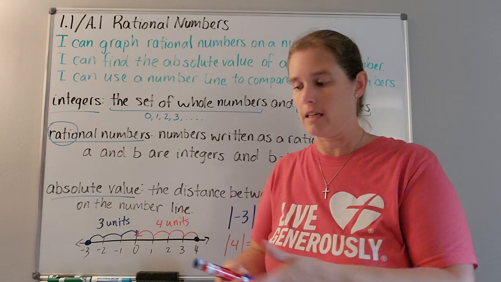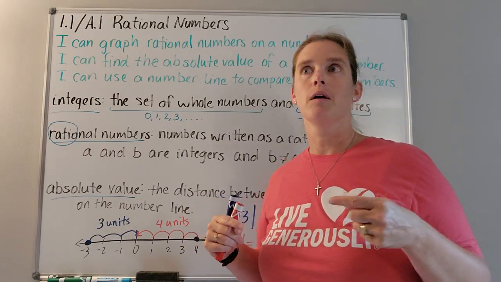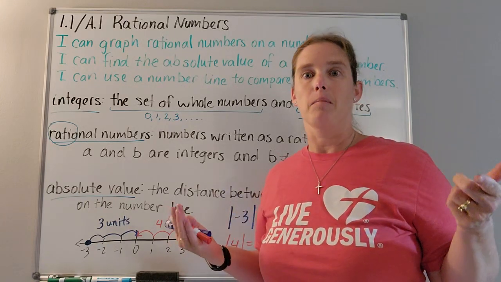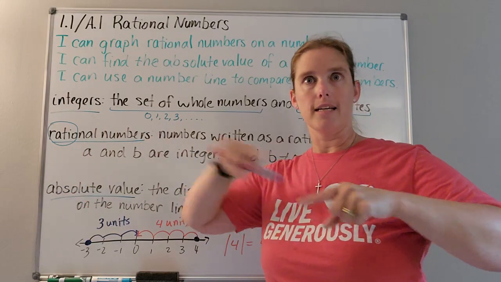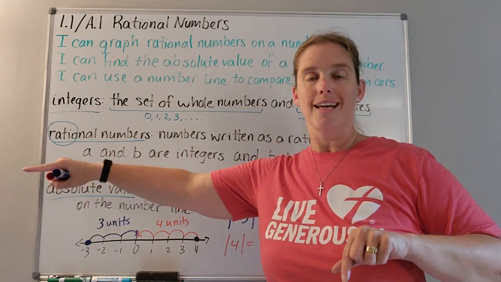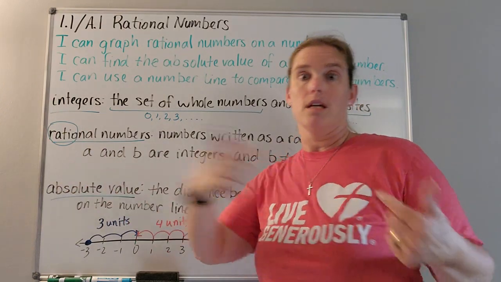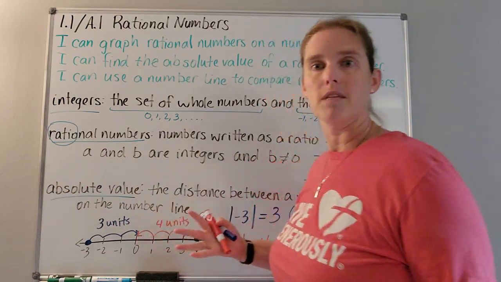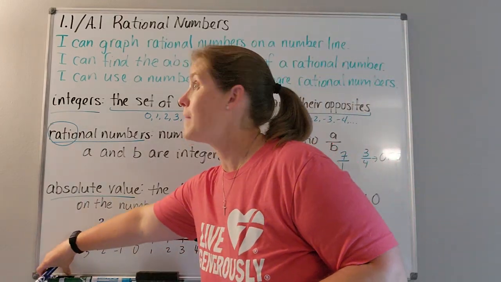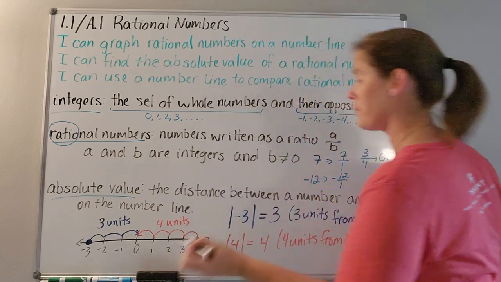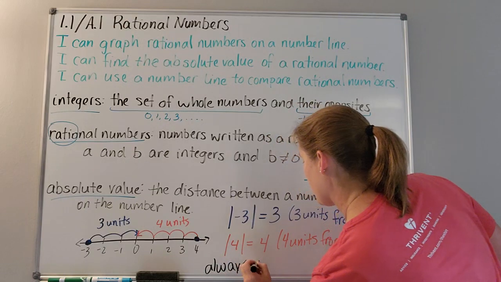It's a distance. You think about if you're measuring a distance on a map, from Rockford to Chicago. That distance might be 76 miles. It's not -76 miles going from Chicago to Rockford. It's just in the other direction. So distances are always positive. Therefore, absolute value is always positive. Might want to make a note of that somewhere. Always positive.